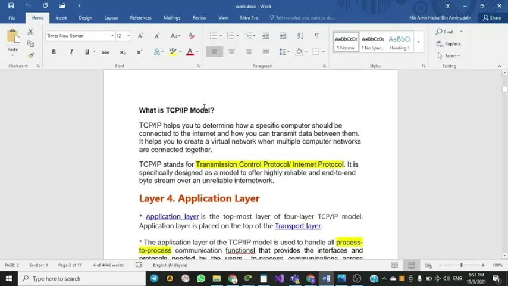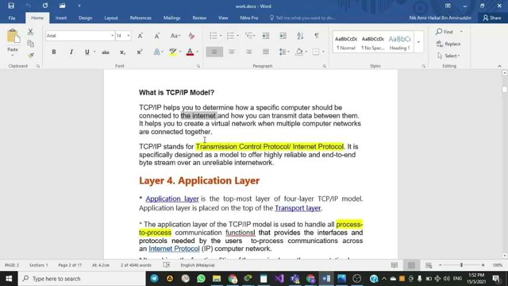First of all, what is the TCP/IP model? The TCP/IP model helps determine how specific computers connect via the internet and how to transmit data between them. It helps create a virtual network when multiple computer networks need to connect together. TCP/IP stands for Transmission Control Protocol/Internet Protocol. It is specifically designed as a model to offer a highly reliable, end-to-end byte stream over an unreliable internet.